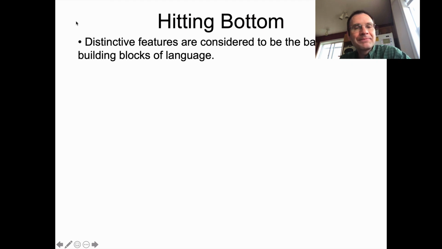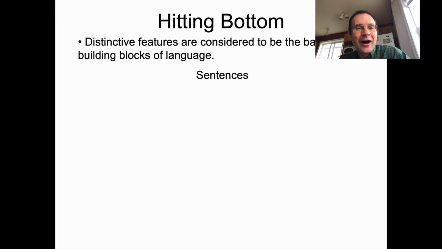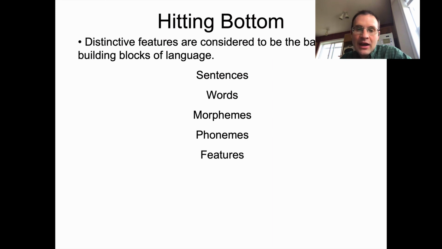Okay, so this is sort of where we get to either the atoms or the subatomic particles of language, I guess you could say. So distinctive features, at least according to the theory, are supposed to be the basic building blocks of language. So at some level, we have sentences, and maybe at a level above that, we have things like whole utterances, which could be more than one sentence, or whole conversations. You can keep building up if you want to at that level. But then below sentences, we have words, and then words are made out of morphemes. The morphemes are made out of phonemes, and the phonemes themselves are made out of features.